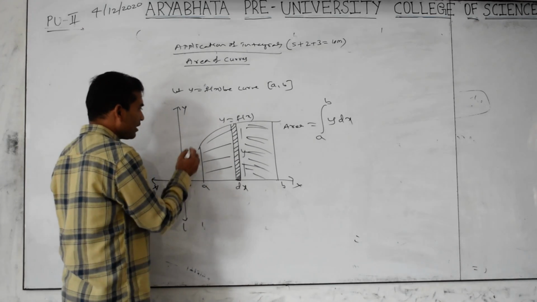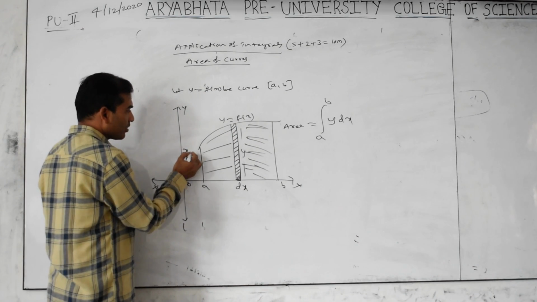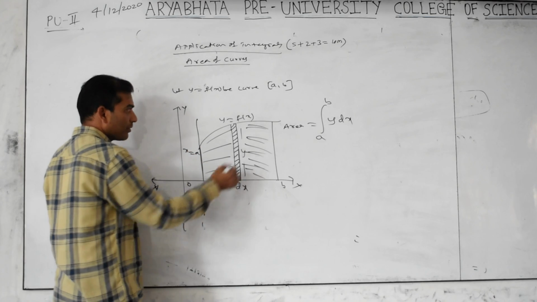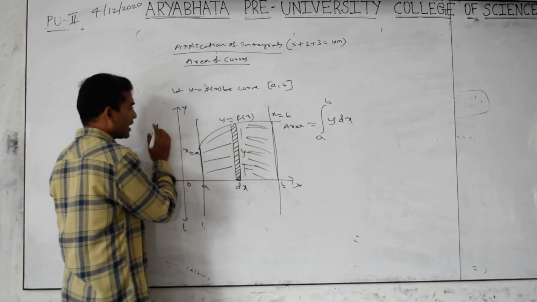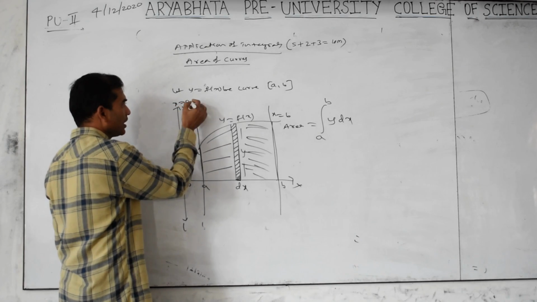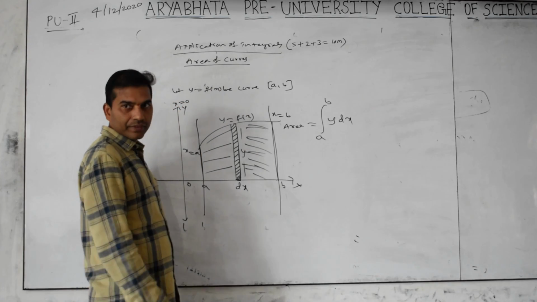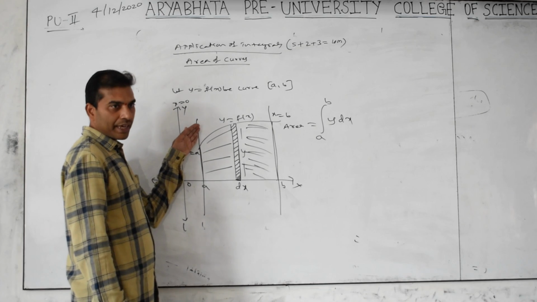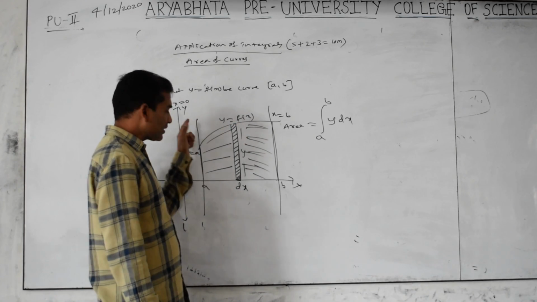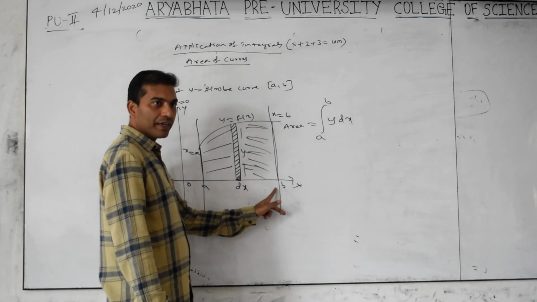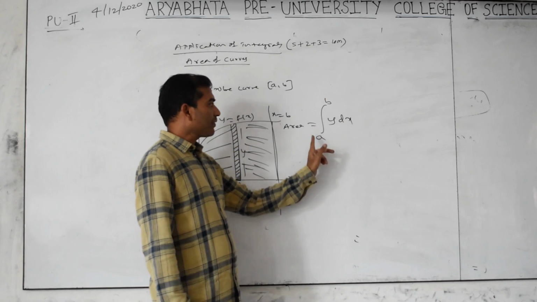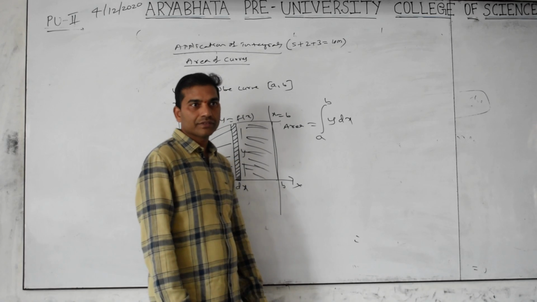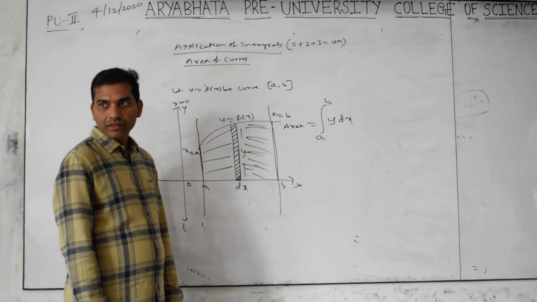the curve f of x and the lines. What are the lines? This is a vertical line, x equal to a. And this line is x equal to b. The lines parallel to the y axis are x equal to a and x equal to b. Are you following? The area bounded by the curve f of x and the lines x equal to a and x equal to b with the x axis is denoted by the integration from a to b of y dx.